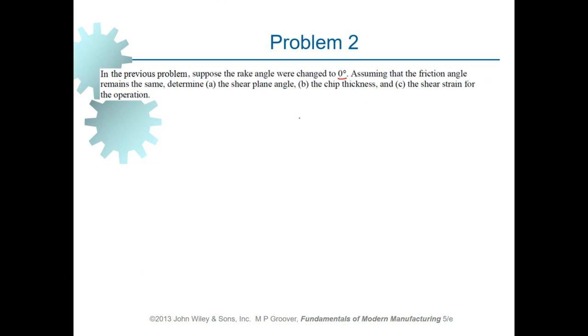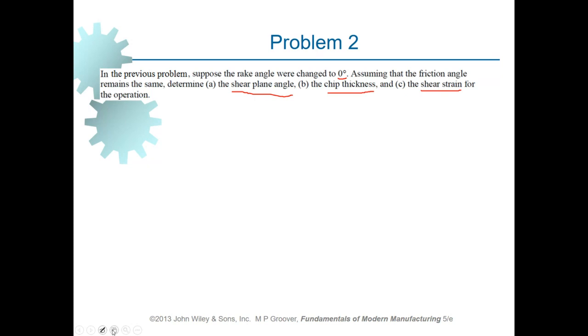The shear plane angle, or phi, the new value of phi according to the new rake angle, is to be computed. The chip thickness, TC, is to be computed, as well as the shear strain. So we already computed shear plane angle and also shear strain, and the chip thickness was given in the previous problem. Now it is not given and it will change because the rake angle changes.